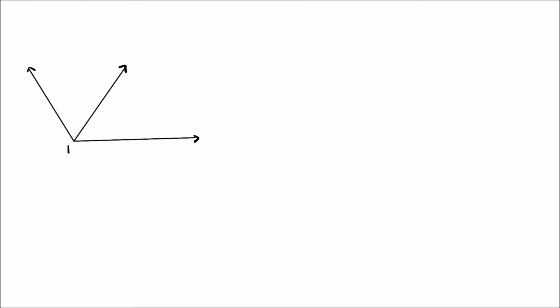This is going to have a common vertex of K. This left side is going to be L. This middle side is going to be M. And this right side is not going to be R. It's going to be N.